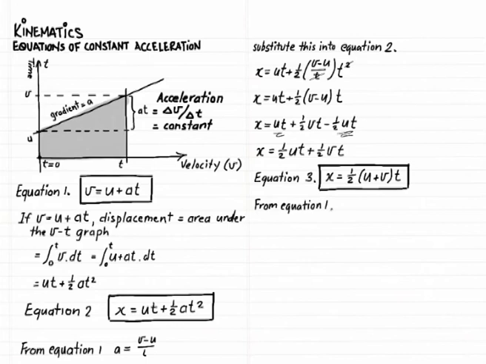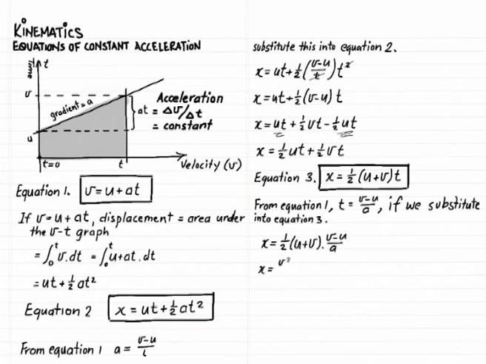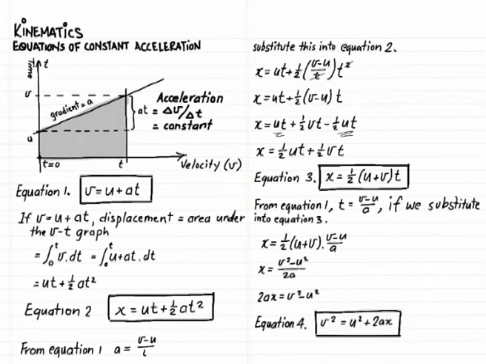Moving along from equation 1, if we substitute that into equation 3, we get x equals a half (u plus v) times (v minus u) over a. Doing a bit of manipulation and rearranging our equation, we end up with equation 4, v squared equals u squared plus 2ax.